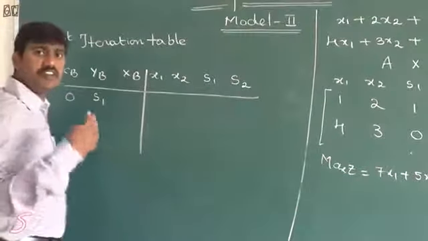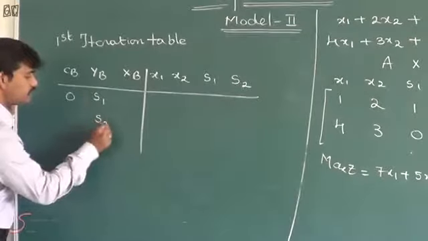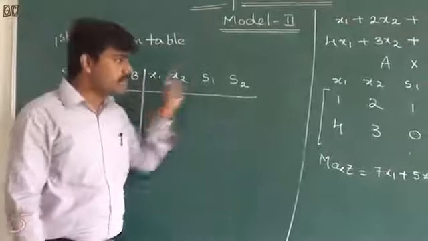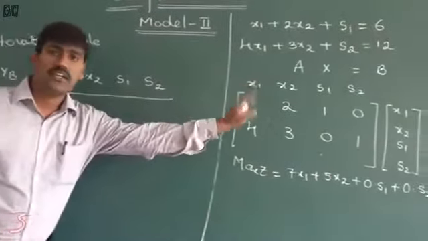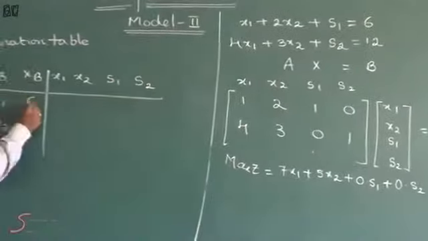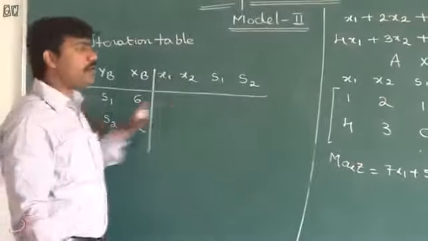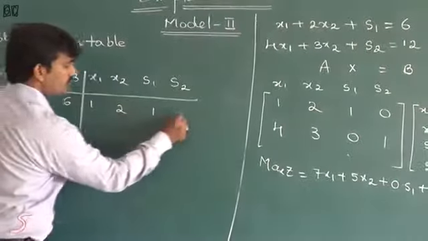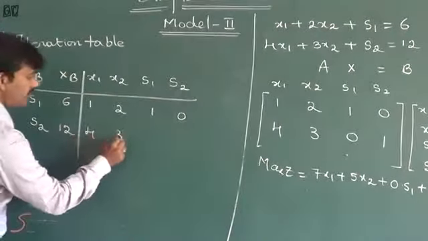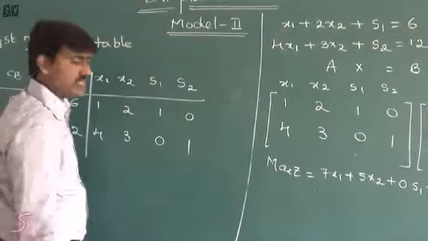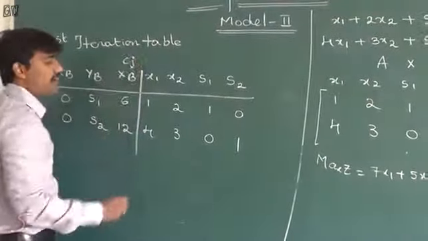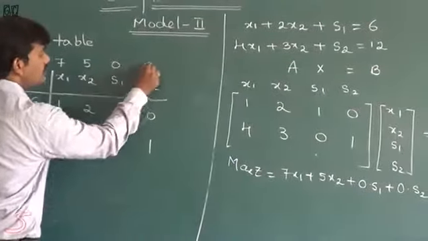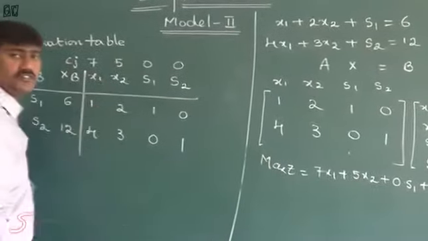In the second equation we introduce a slack variable S2. The introduced slack variable cost will be obviously 0. Ax equal to b. So what is b? We have a matrix 6 and 12. I am going to represent the entire matrix here: 1, 2, 1, 0 and 4, 3, 0, 1. After that, Cj, the modified objective function, is 7, 5, and the rest of the values are 0, 0. Why? Because the introduced slack variable cost will be 0.